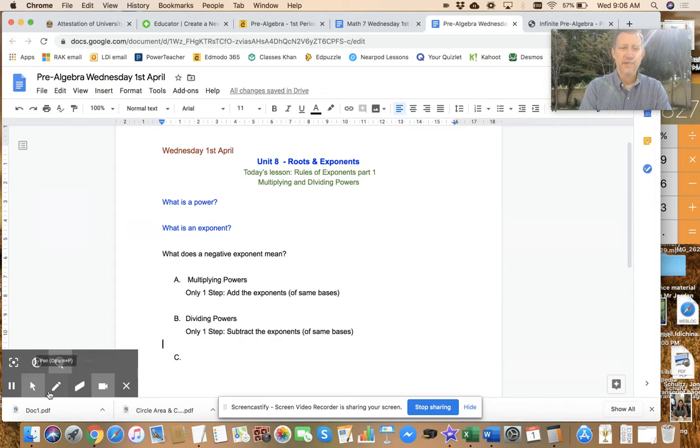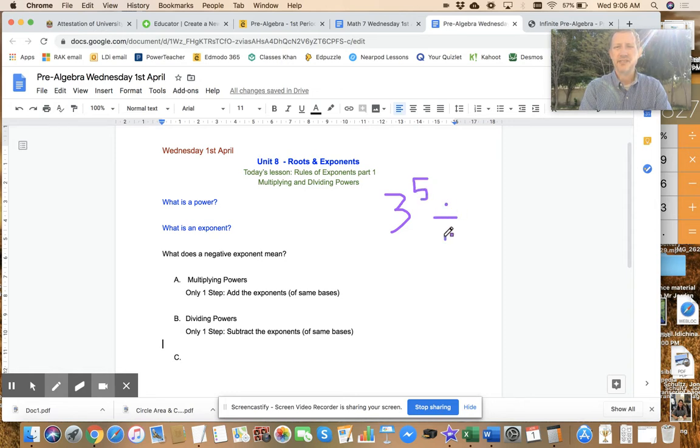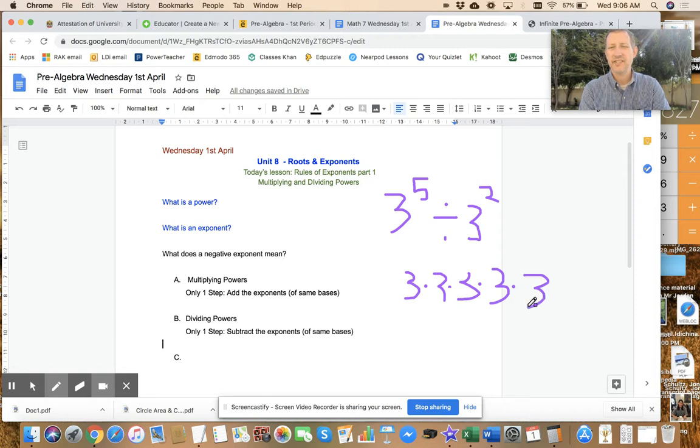Whoops. So let me get a nicer color here. Let's say I have 3 to the fifth power, and I'm going to divide it by 3 to the second power. You know, we can write it in fraction form. That means 3 times 3 times 3 times 3 times 3. Why did I pick 5? At least I didn't pick 7. Okay? 3 to the fifth means that, right?